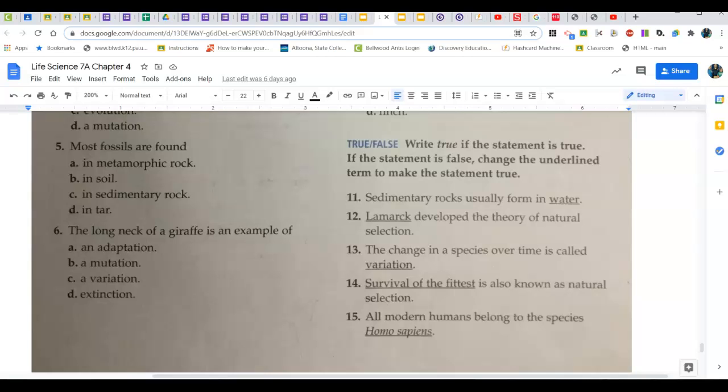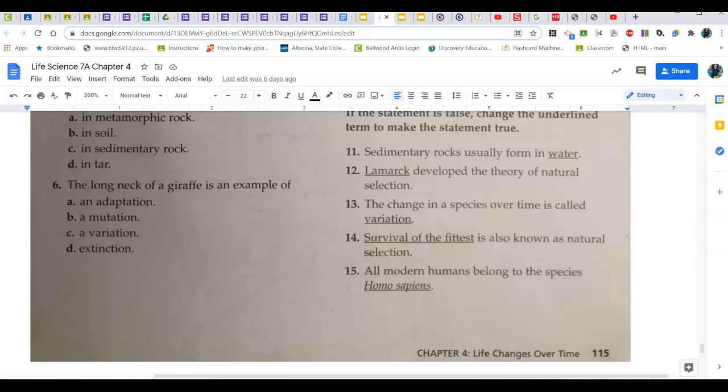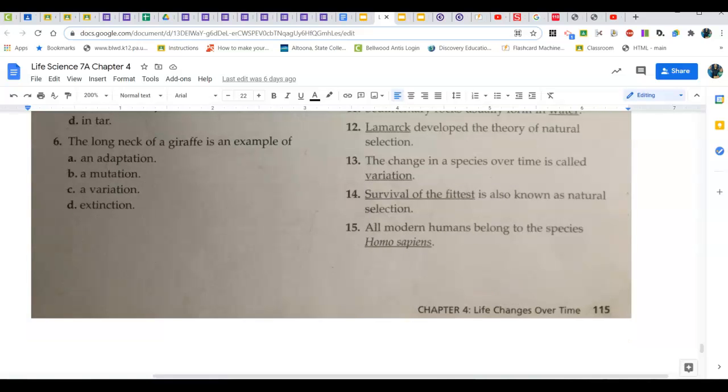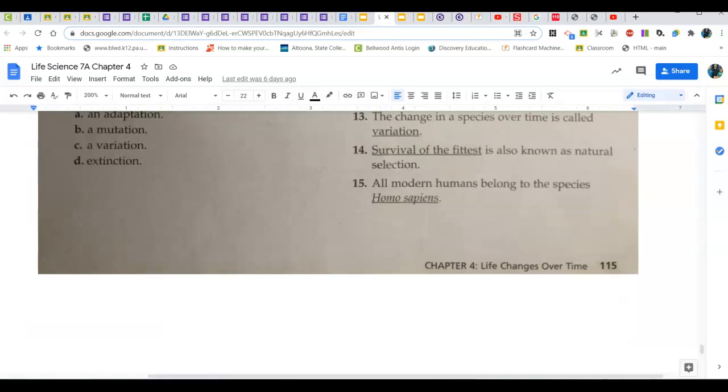That is true. They have to have water to deposit the sediment, which is basically like mud carried in the water. Lamarck developed the theory of natural selection. That is false. It was not Lamarck. It was Darwin. Lamarck's the one who said that giraffes just stretch their necks. The change in a species over time is called variation. That is also false. That should be evolution. Survival of the fittest is also known as natural selection. That is true. All modern humans belong to the species Homo sapiens. That is also true.